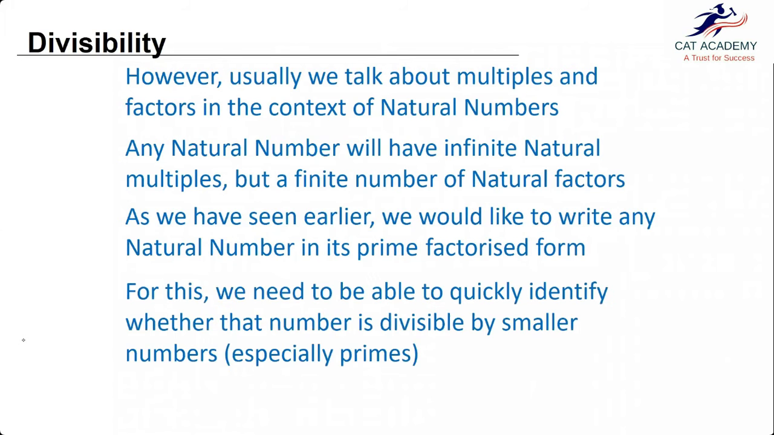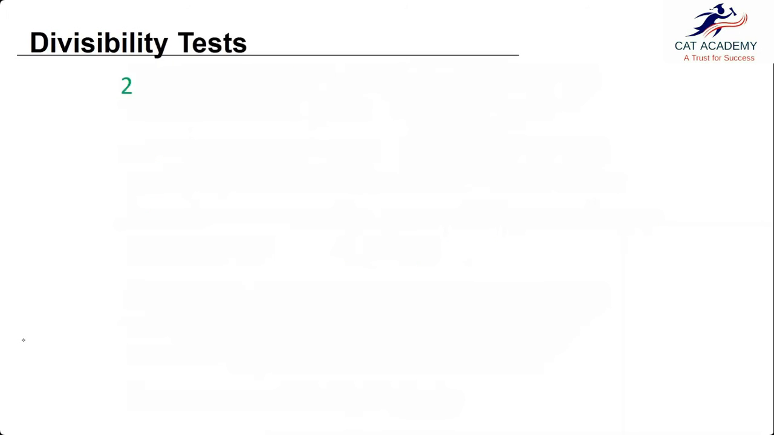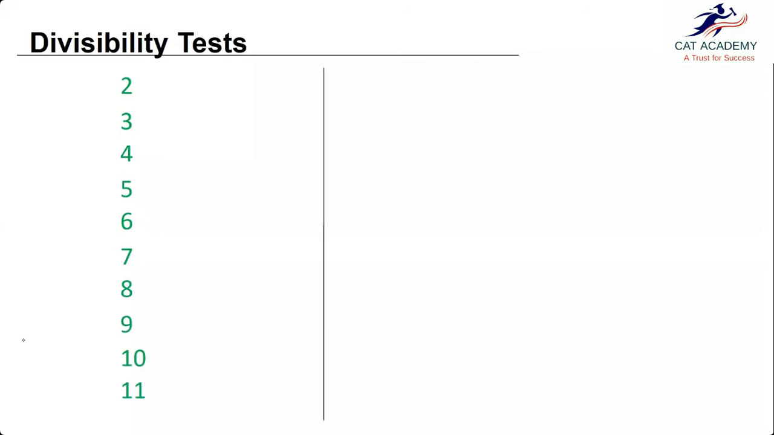So how can I write any number in its prime factor form? Now let's come to the important question: how can I write a number in prime factor form? For this, I need divisibility tests. And what are my divisibility tests? I have a few numbers over here. The divisibility test is used to identify whether the given number is divisible by a particular number or not.